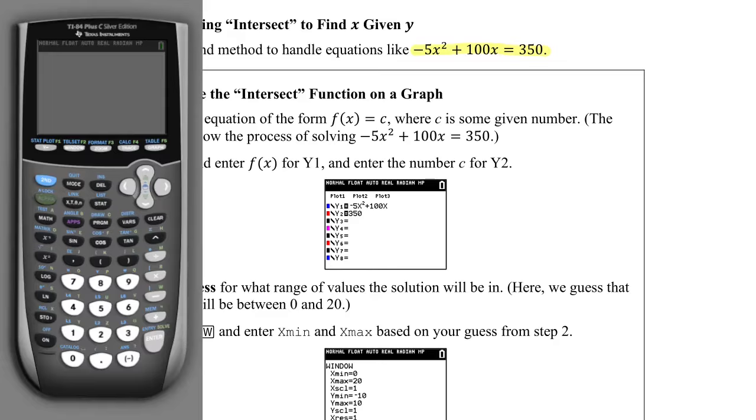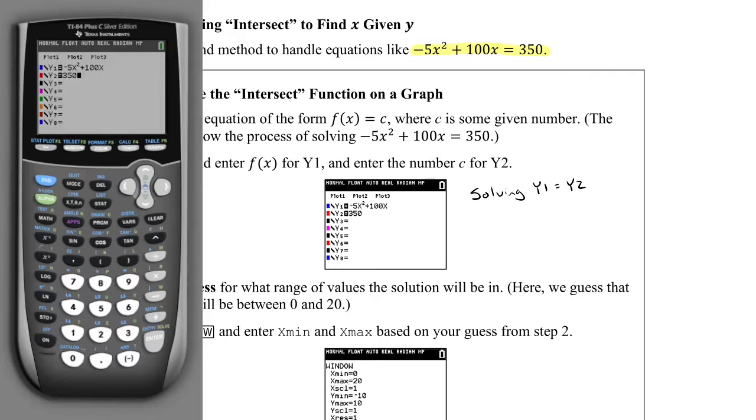Our first step is to hit y equals, enter our function for y1, and then for y2, we're going to enter the number that we want that to be equal to. So functionally what we're doing now is solving y1 equals y2. We're going to put one side of the equation into y1, the other side into y2.